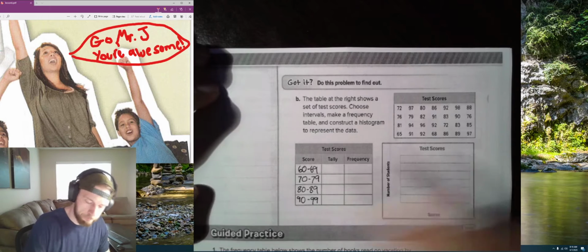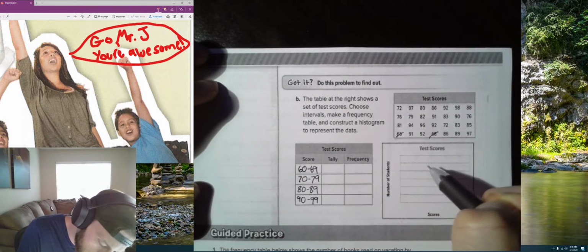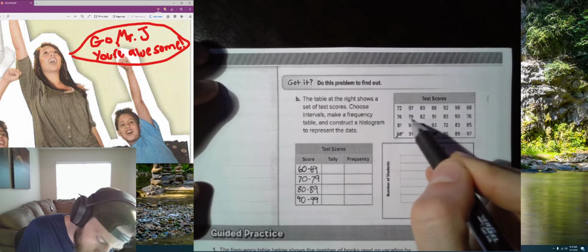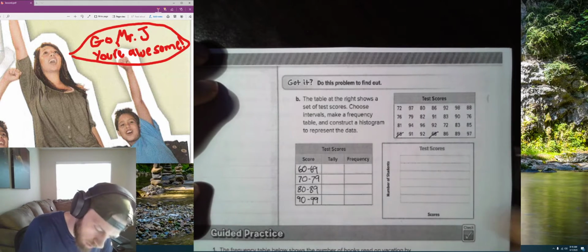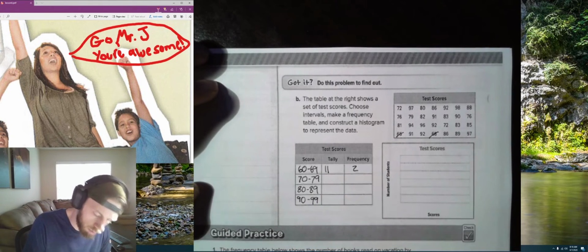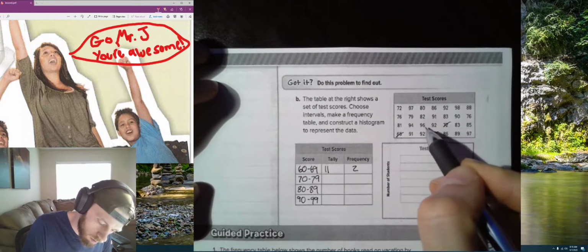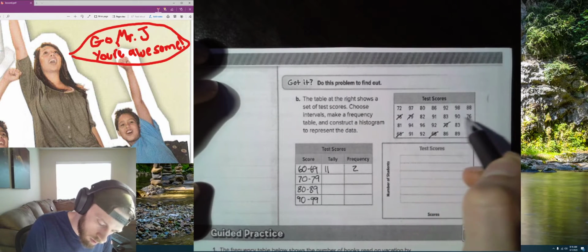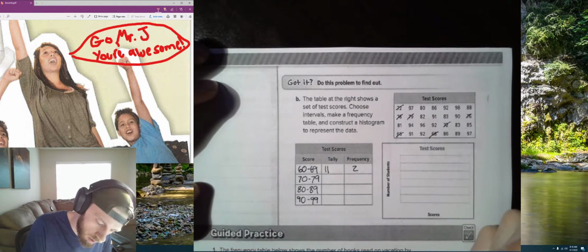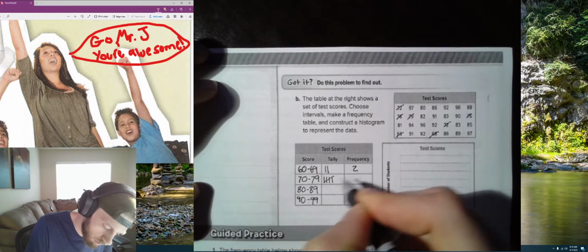Let's see what happens. How many D's do we have? Let's go through here. We've got 1, 2. I think that's it. 2 D's. Okay. Frequency is 2. C's. 1, 2, 3, 4, 5. I think we got 5. 5.